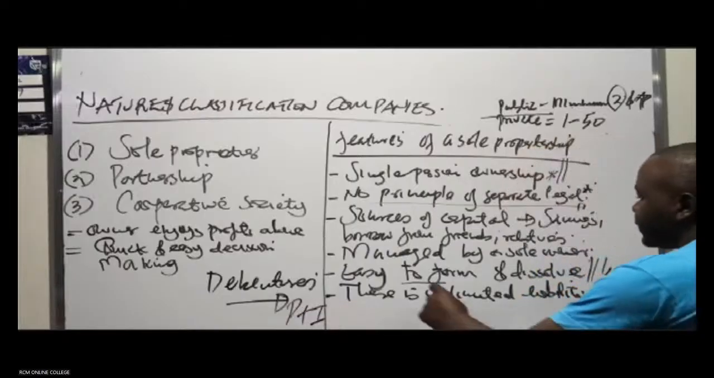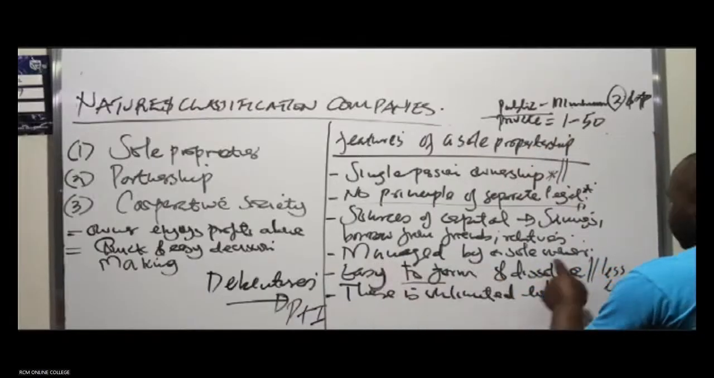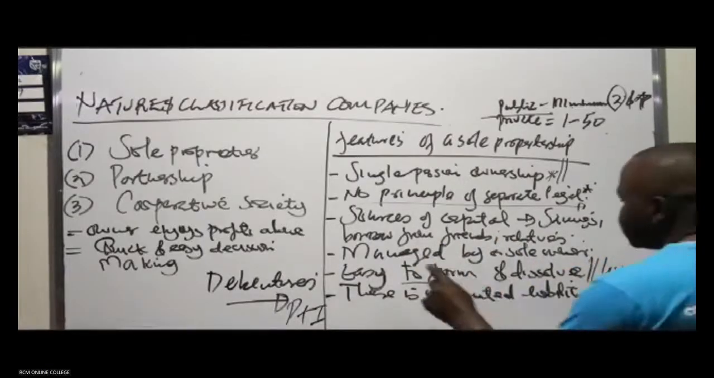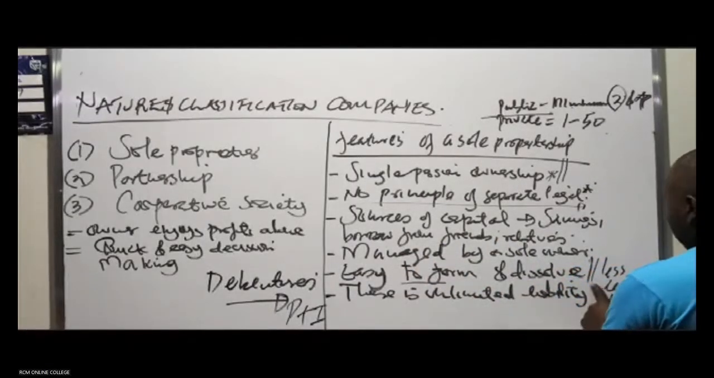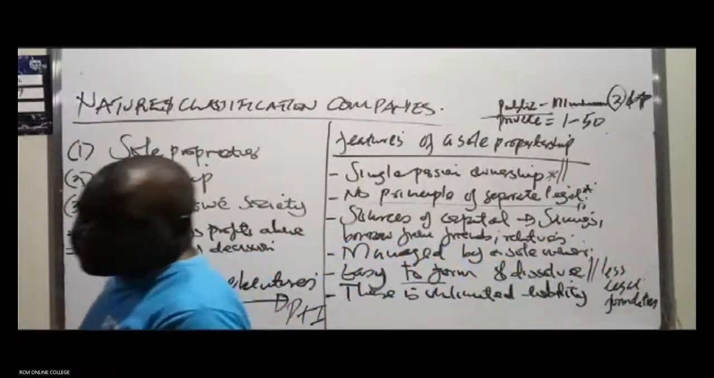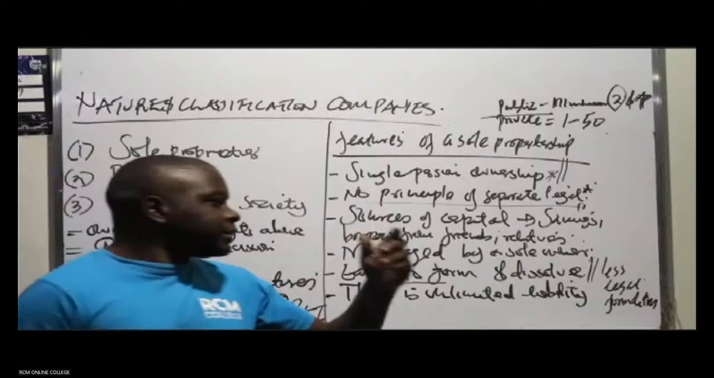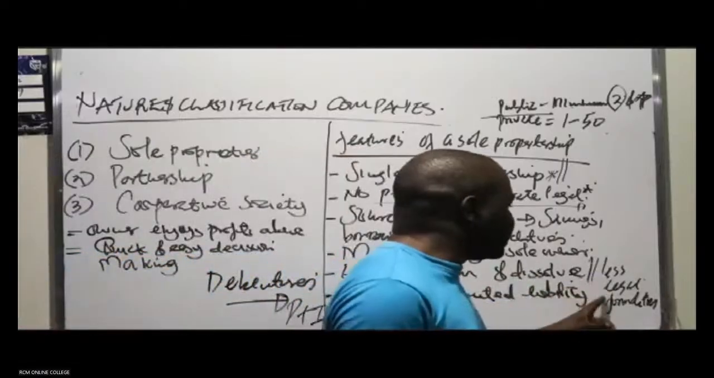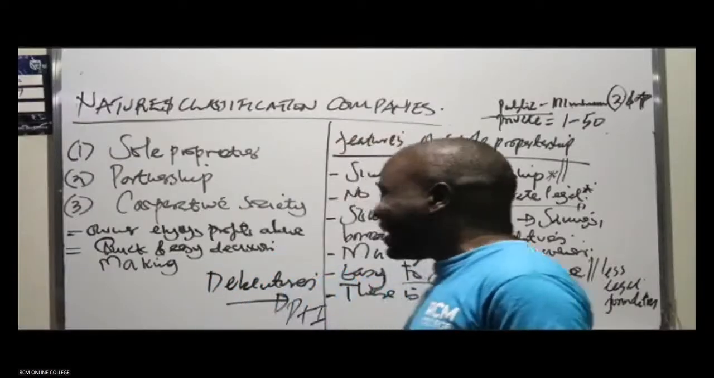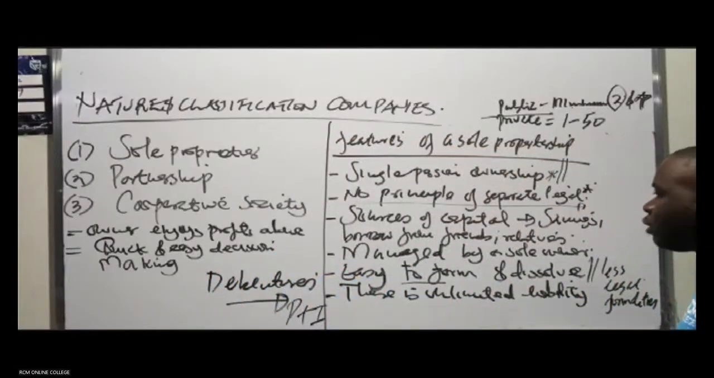So there's a difference there. We've already said: managed by a sole owner, company managed by directors. It is easy to form and dissolve, or, as Jasmine gave the point, there are fewer legal formalities. The procedure of forming a sole proprietor is much easier if you compare it to a company.